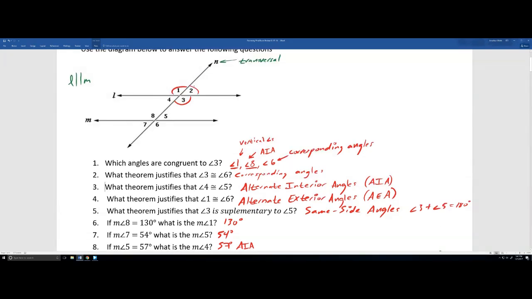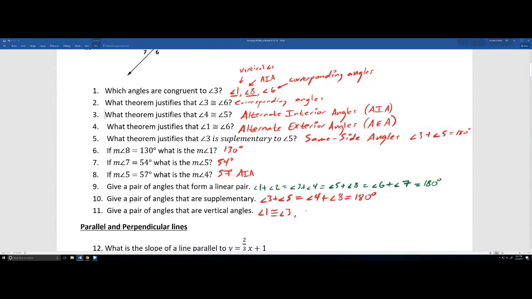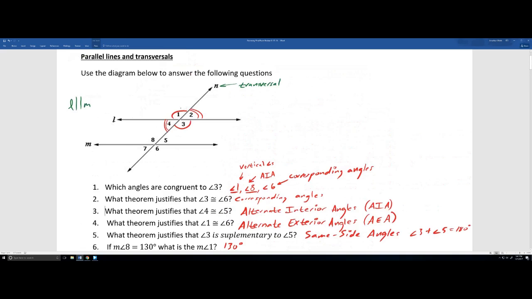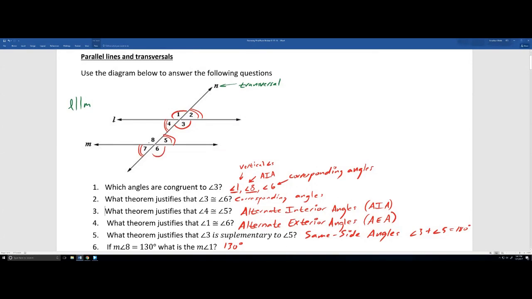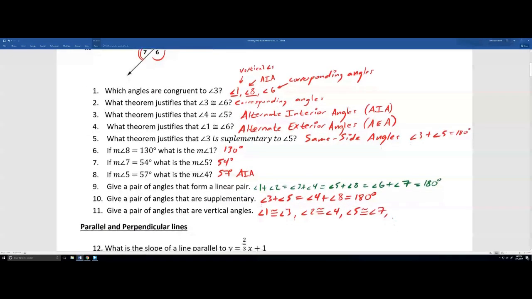I notice that the measure for 2 has to be a vertical angle of 4. So we know those have to be congruent. And then same pattern here, 5 and 7 would be vertical angles, and therefore they have to be congruent. And then lastly, 6 has to be a vertical angle to 8. So we would say angle 6 has to be congruent to angle 8 because they're vertical angles. Okay, so those are the pairs of angles that are vertical angles.